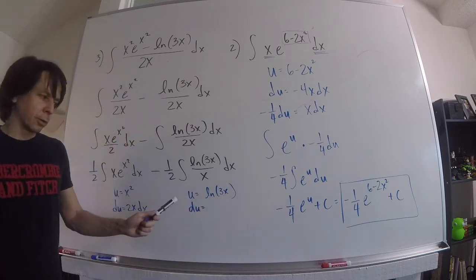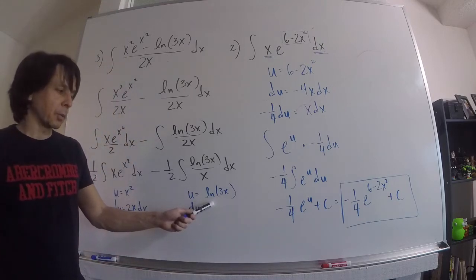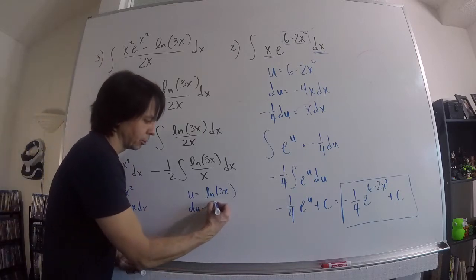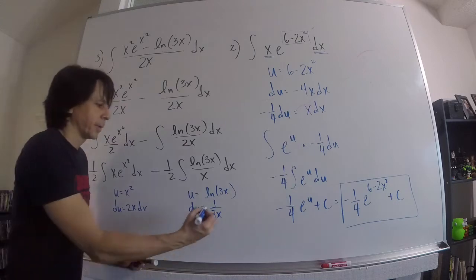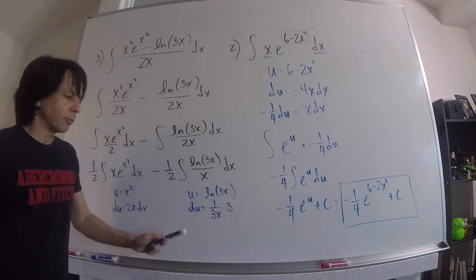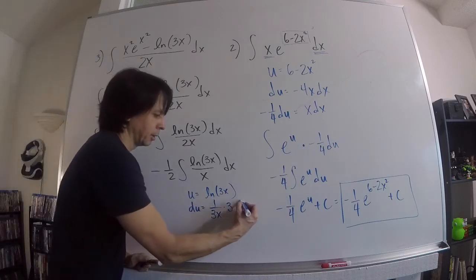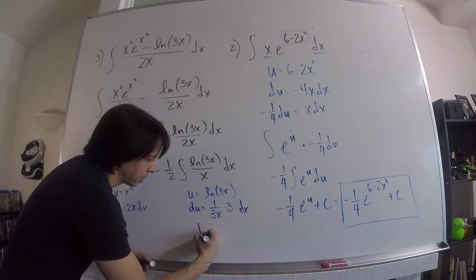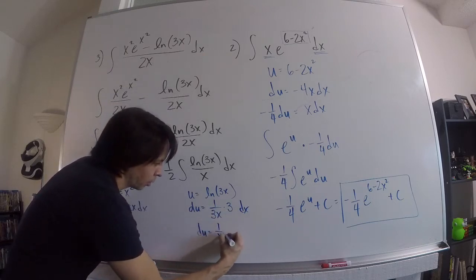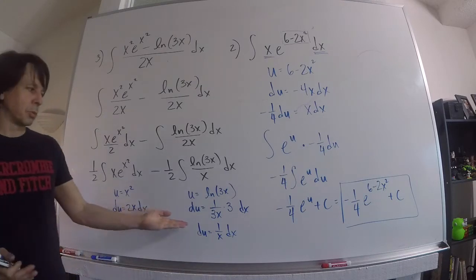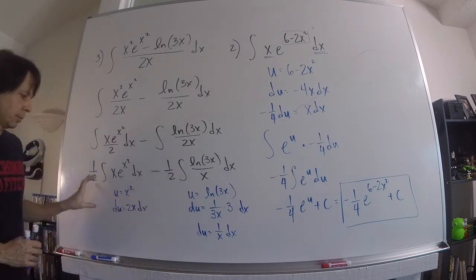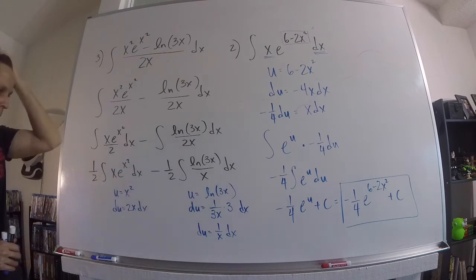And a little bit trickier this time, it's not exactly like number 1. I have to do the chain rule on this. It's going to be 1 over the inside times the derivative of the inside function. The derivative of 3x is 3 dx. And when I clean that up, I'm going to get 1 over x dx. Okay, so that substitution will work on this, and this substitution will work on that. And I'm going to just do them separately.